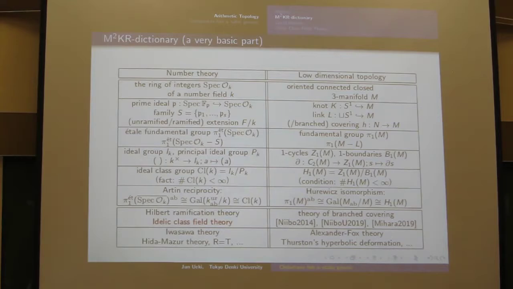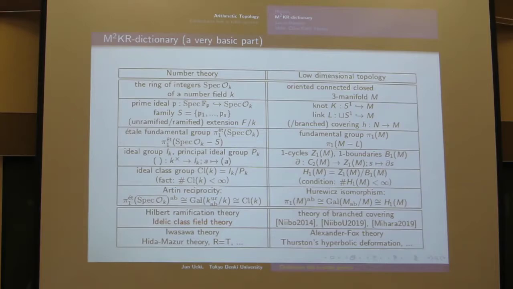We have the étale fundamental group, which corresponds to the fundamental group. The fundamental group controls the covering or branched covering. So that's one of the main analogies. I didn't write it here, but we have Artin-Verdier duality and Poincaré duality. That's also a very fundamental idea. We have the ideal group, the principal ideal group, and this pattern. On the topology side, we have one-cycles and one-boundaries, and this boundary map. The ideal class group is defined by this quotient, and it is known that it is a finite group.